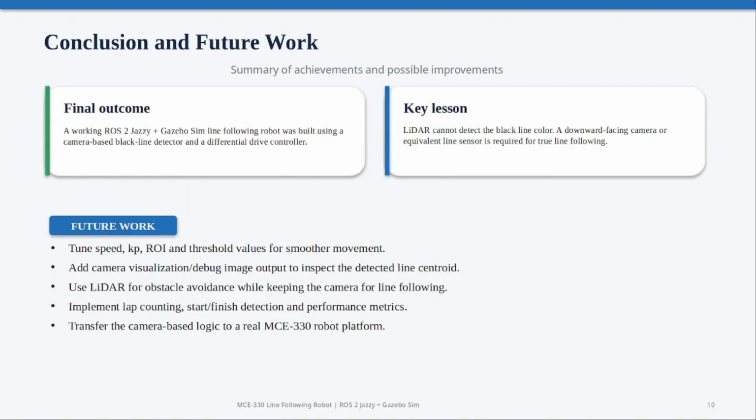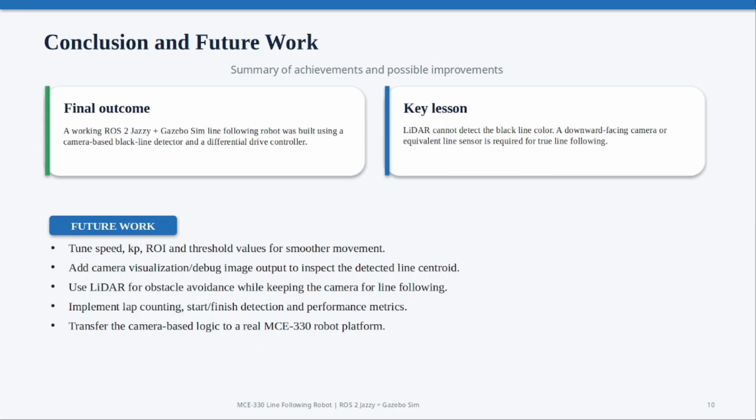To conclude, we successfully built a camera-based line following robot simulation using ROS 2 Jazzy and Gazebo Sim. The main achievement is that the robot follows the black line using a downward-facing camera and image processing. The key lesson is that LiDAR cannot detect a black line based on color. For true line following, a camera or an equivalent line sensor is required.